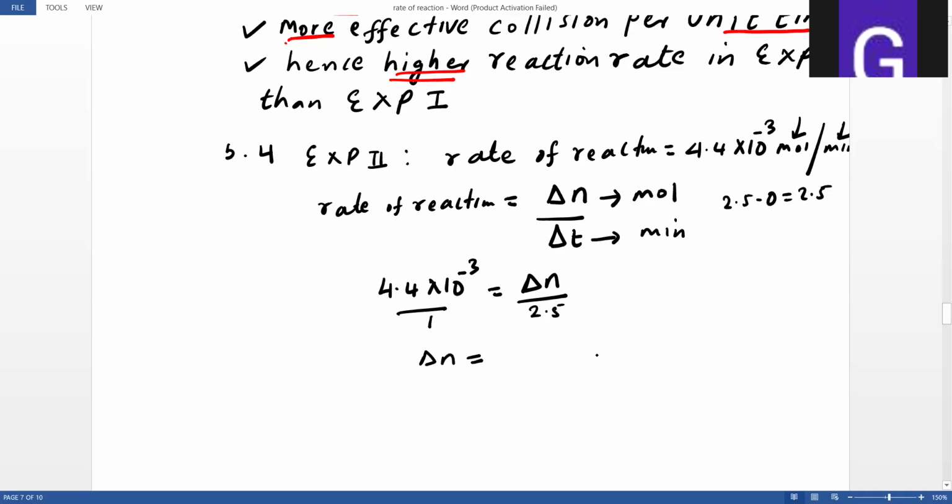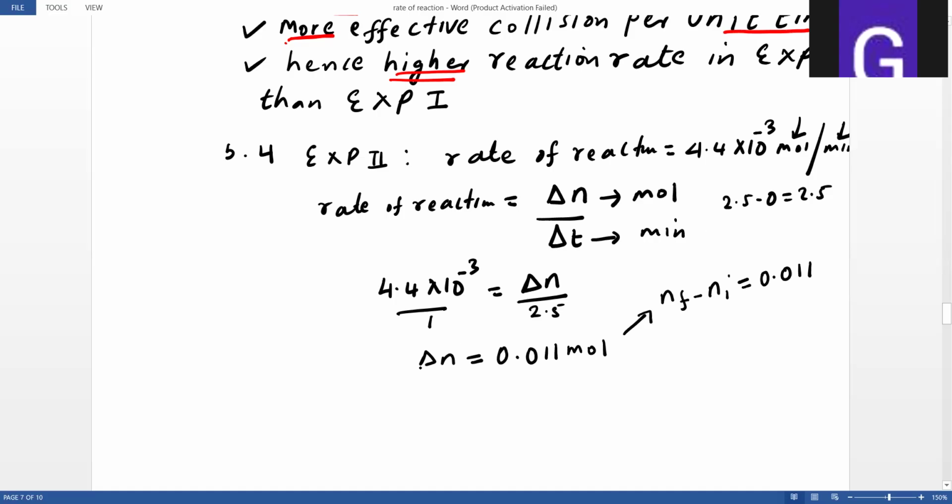I apologize for that. So 4.4 times 10 to the power minus 3 multiplied by 2.5. This will give us 0.011 mole. Now we need to understand what is meant by change. A change means the final number of mole minus the initial number of mole, which is actually 0.011.